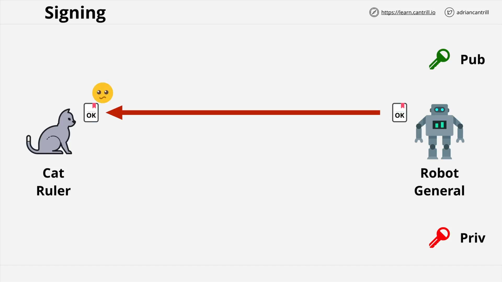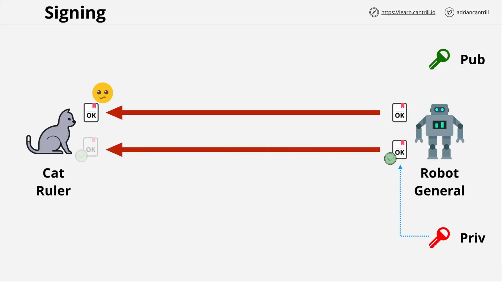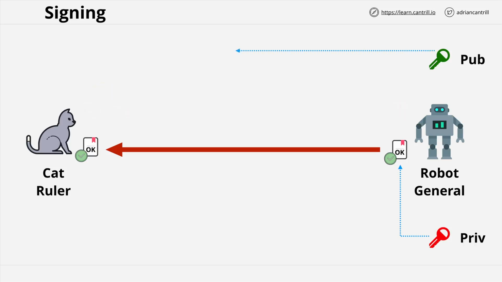But what we can use is a process called signing. With signing, the robot general could write this OK message, and then he could take that message and using his private key, he can sign that message. Then that message can be sent across to the cat ruler, and when the cat ruler receives that message, he can use the robot general's public key to prove whether that message was signed using the robot general's private key. So this is the inverse.